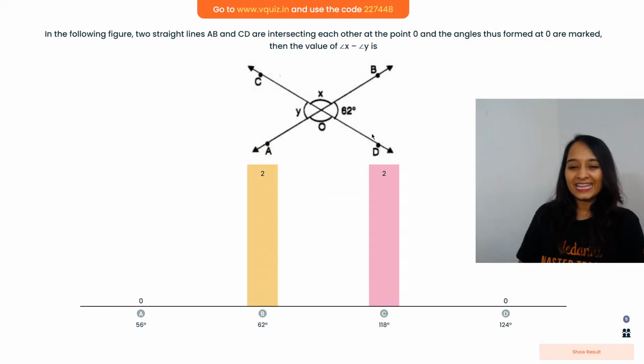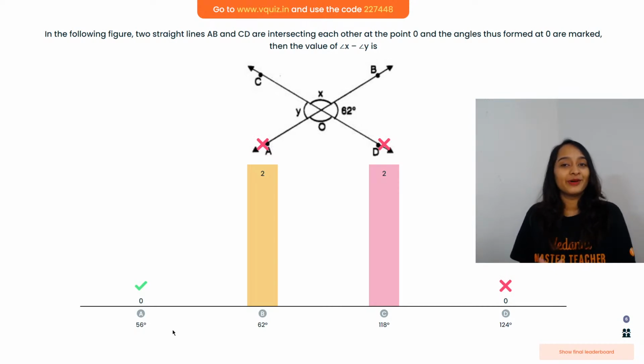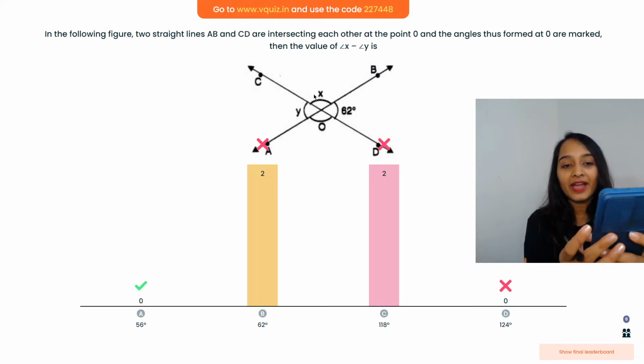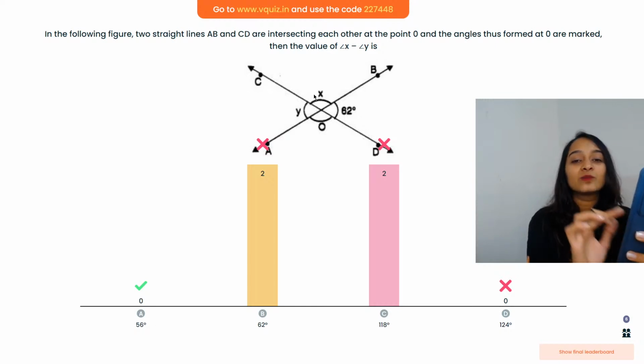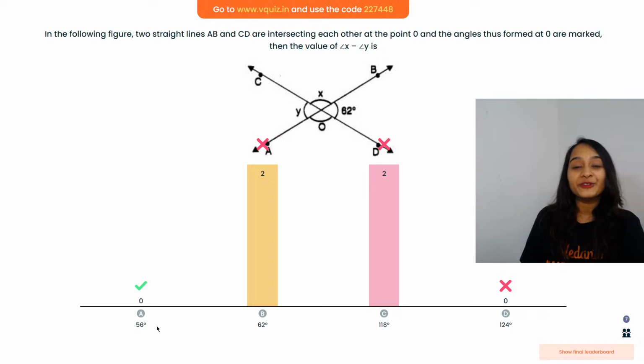You're a little late. Guys, the correct answer is option number A, 56. Angle Y will be 62. So what will be the value of angle X? 180 minus 62. Do you all agree to that? Yes or no? How will you get the value of angle X? Exactly, it's 118. So we have to find 118 minus 62, which is equal to 56.